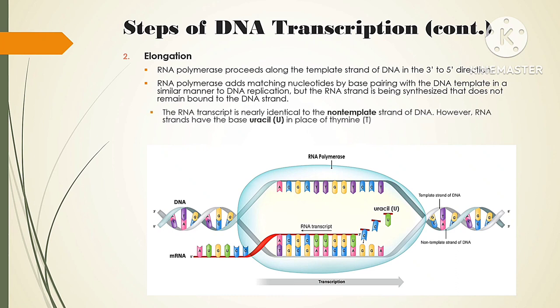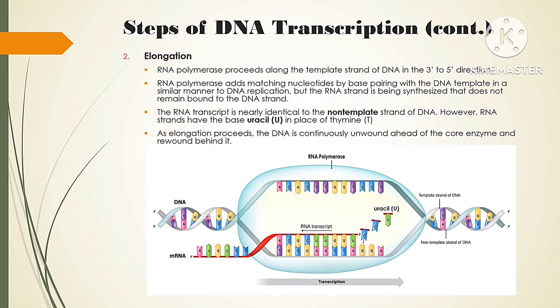The RNA transcript is nearly identical to the non-template strand of DNA. However, RNA strands have the base uracil, U, in place of thymine, T. As elongation proceeds, the DNA is continuously unwound ahead of the core enzyme and rewound behind it.